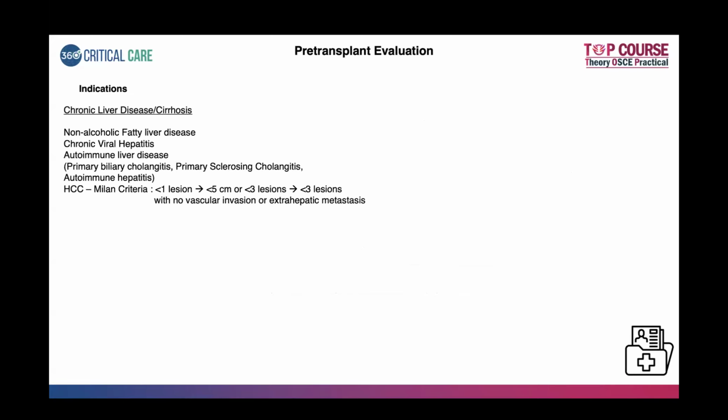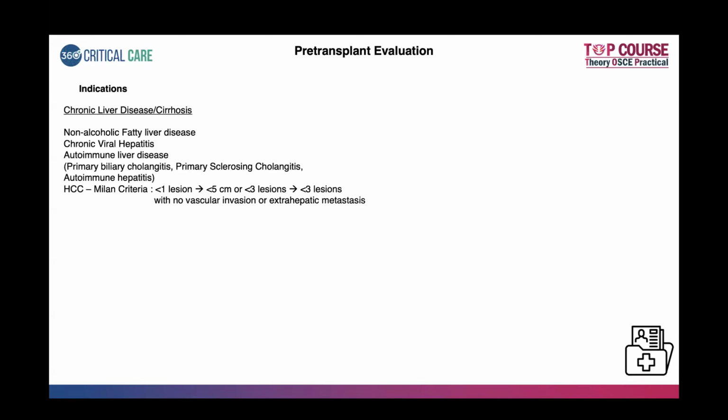who have a history of NAFLD, that's non-alcoholic fatty liver disease, but now it is called steatotic liver disease. That NAFLD term has now gone off. Now it is more of SLD, steatotic. And along with that, chronic viral hepatitis, either B or C, autoimmune liver diseases that can be either primary biliary cholangitis, primary sclerosing cholangitis, or autoimmune hepatitis. Any of these conditions, if there is a decompensation occurring progressively, that becomes an indication.